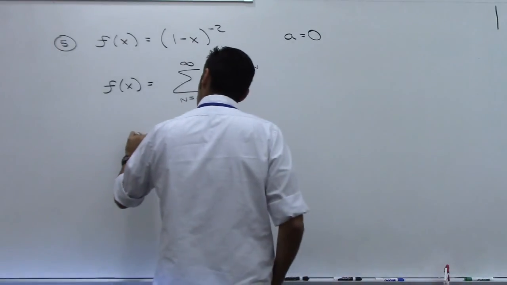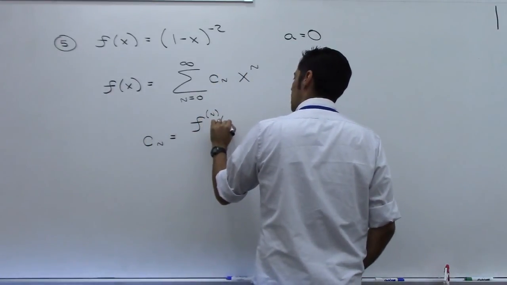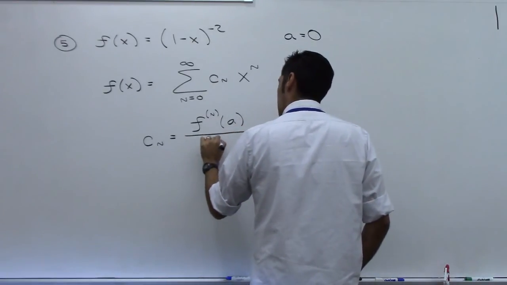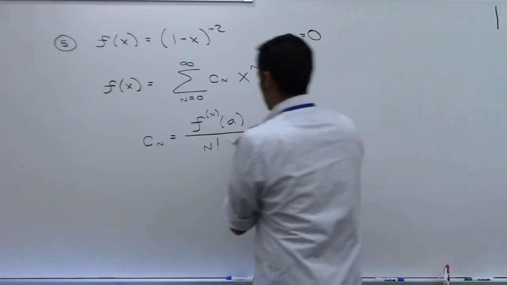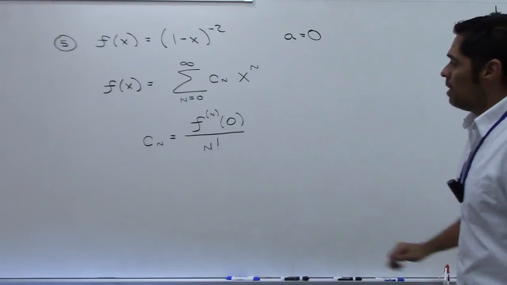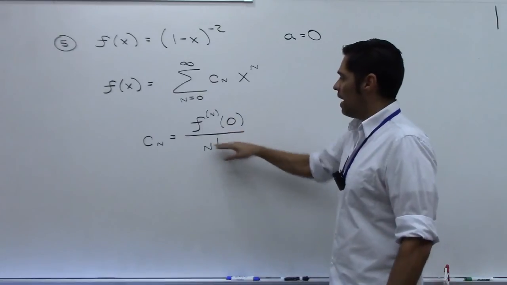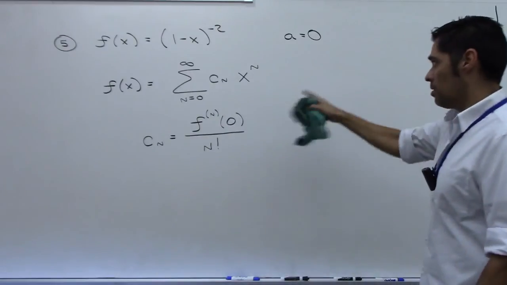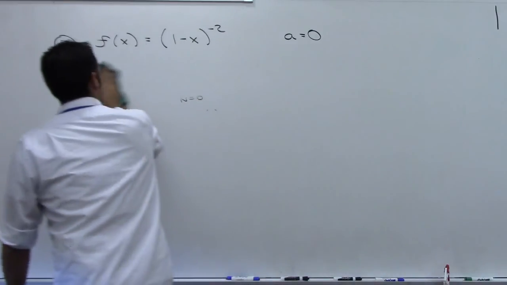Remember that your c sub n's are equal to the nth derivative of the function at a, over n factorial. And here a is 0 because it's a Maclaurin series, so we can replace that a with 0. So what I need to do is take a look at this function and start taking derivatives of it. And as I take derivatives, compute this value, and that should give me what these c sub n's are. And then I can start writing out the Maclaurin series. So let's try and get these c sub n's.